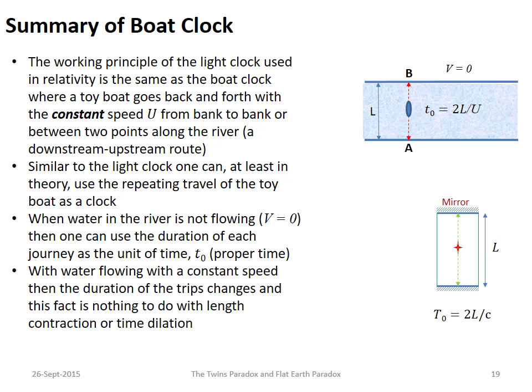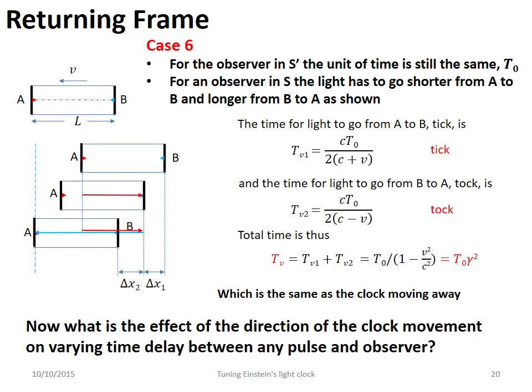With water flowing with a constant speed, the duration of the trip changes, and this fact has nothing to do with length contraction or time dilation. We now get back to our clock reading. So far, the clocks have been moving away from us. Now, what happens if the clocks are coming towards us, which is our case 6.